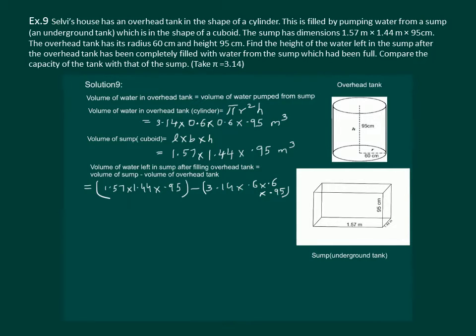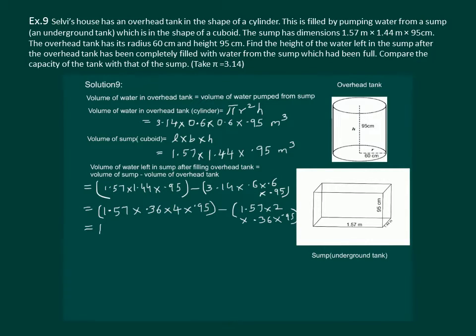Let us solve this further. We have 1.57 into 1.44 can be written as 0.36 into 4 into 0.95 minus 3.14 can be written as 1.57 into 2. 0.6 into 0.6 is 0.36 into 0.95 as it is.